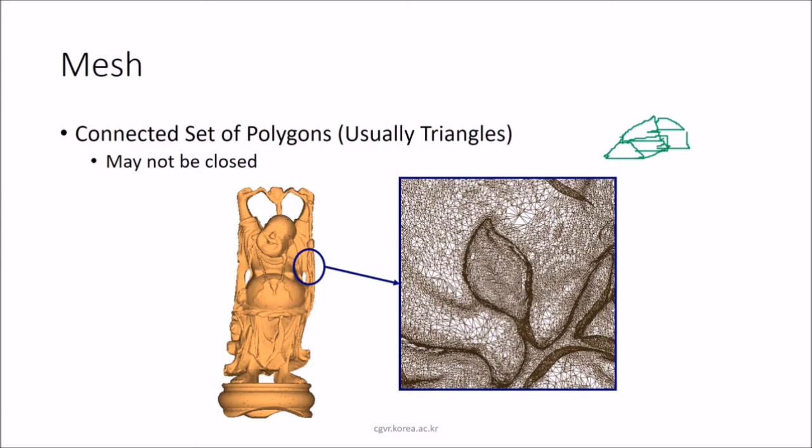So they are forming a structure. They are forming a shape. They are forming 3D. This may not be closed, as you can see here. At these points where you want to show these areas, you can have more triangles, so tessellation can be high. These are connected sets of polygons, usually triangles, which is called a mesh.